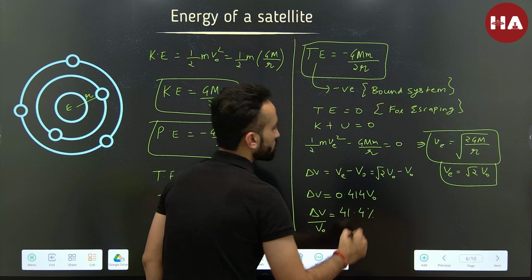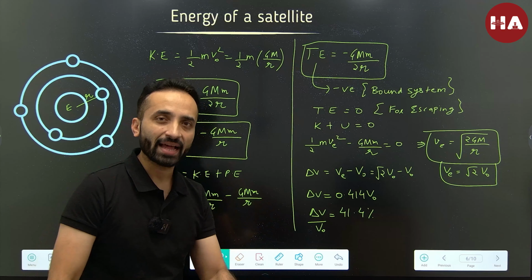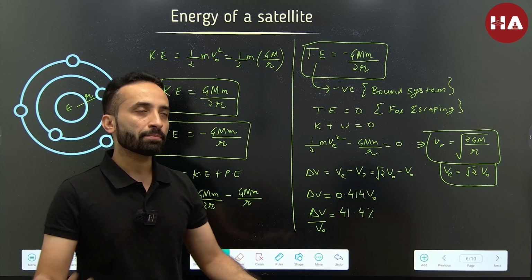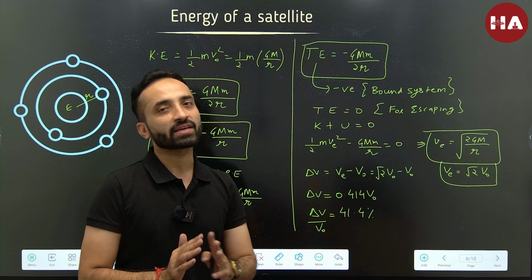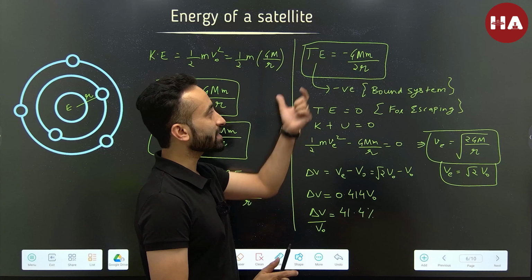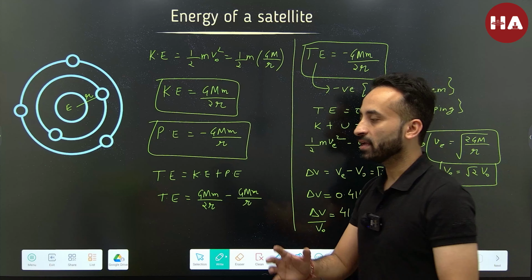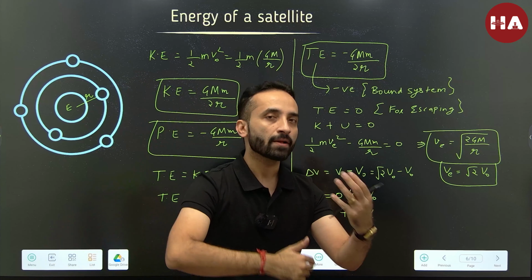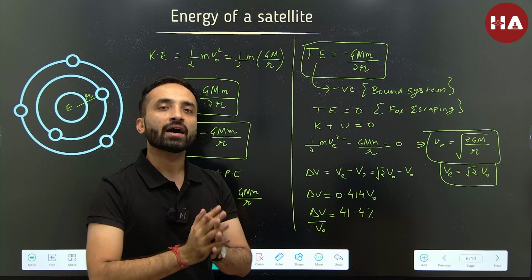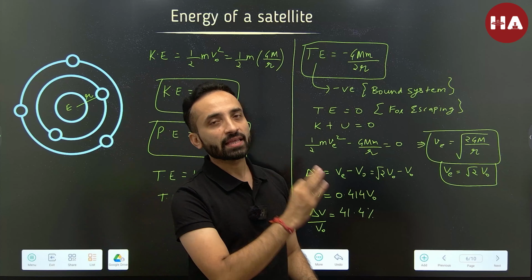41.4%. So we need to increase the speed of any satellite by 41% of what it already has, and you would be able to escape entirely from the gravitational field of the Earth. But right now it's not escaping because it has a negative total energy. That means to make it 0, you need energy. Just like electrons revolving around the nucleus are part of a bound system. If you want to make them escape, you need to provide them with energy.